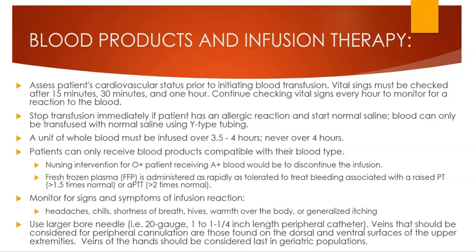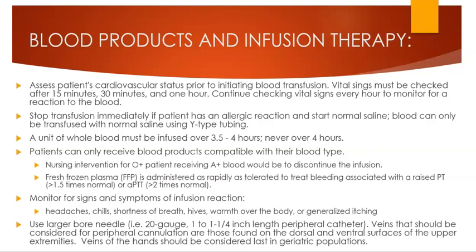All right. Patients can only receive blood products compatible with their blood type. I can't stress that enough. You're going to have to figure out a nursing intervention for somebody, like I said, who's O positive receiving A blood. You would have to discontinue that infusion completely. You would have to hang a new bag of normal saline in a new IV line and then start transfusing that. You'd have to get rid of anything that was already in the other lines.